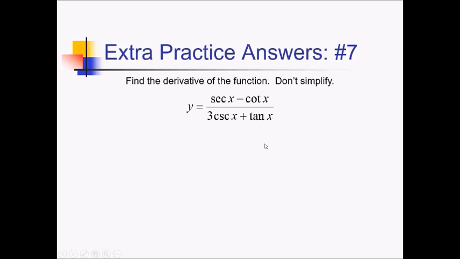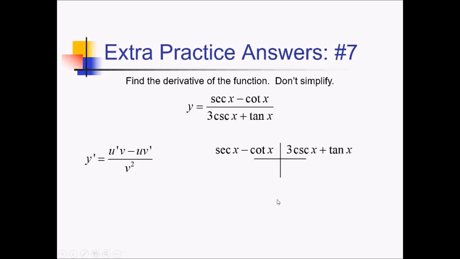For this one, trying to find the derivative, we're going to use our quotient rule. So I've got u prime v minus uv prime over v squared. Box and ribbon time. So I've got my numerator, secant of x minus cotan of x up here. Denominator is 3 cosecant of x plus tan of x over here.